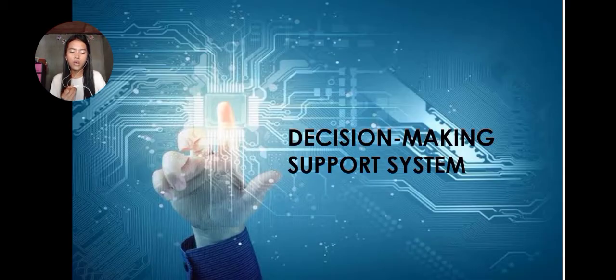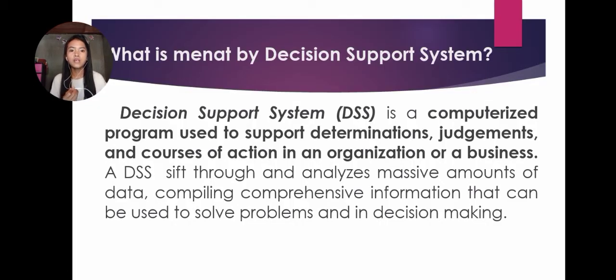So now we're going to discuss the last topic, which is the decision making support system. So in a company, when you have to talk about your information, you really need to decide what is the most important thing you have to do to make your information system or organization work. So you have what we call the decision making support system. So what is decision making support system? This is the decision support system, also called the DSS.